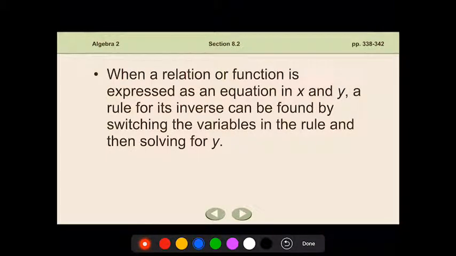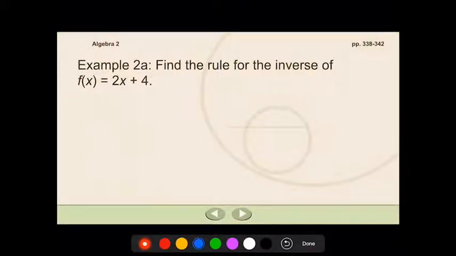All right, when a relation or function is expressed as an equation in x and y, a rule for its inverse can be found by switching the variables in the rule and then solving for y. Let me explain this. This is something you guys will have to learn how to do. It's not hard. There's just 3 steps you have to follow, and it's super easy. I think you hopefully understand the inverse concept. You literally just switch the coordinates around, and that's how it works. But with this, it's a little bit different. So I'm going to work this one step by step.